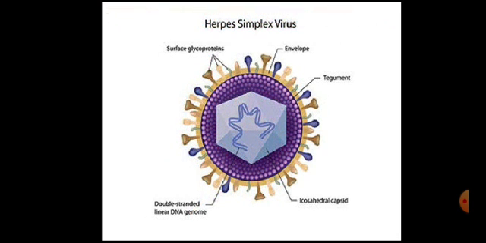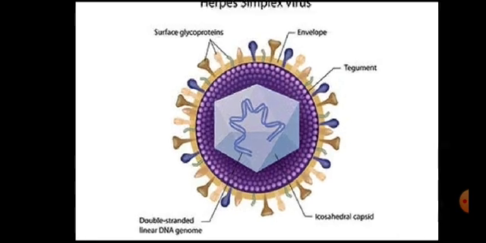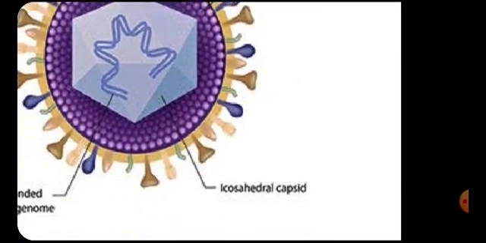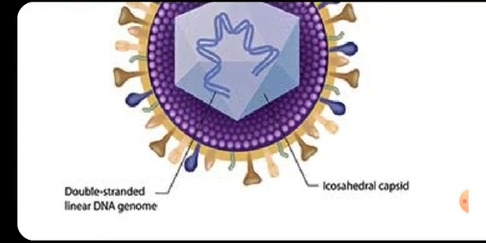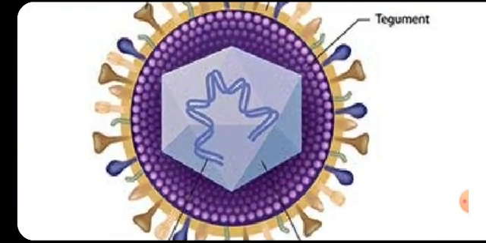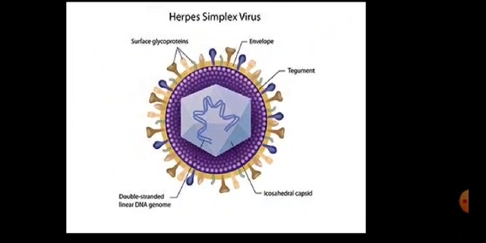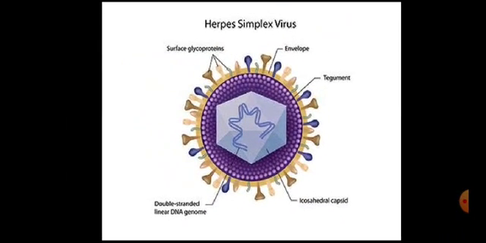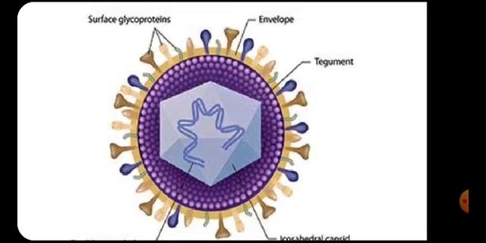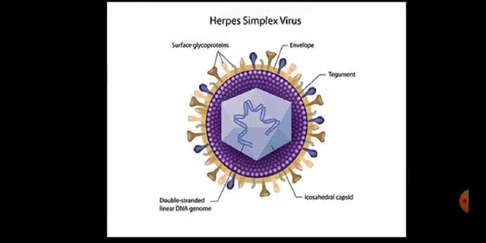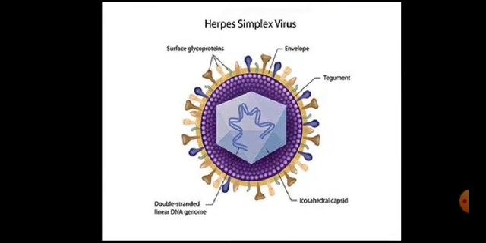One more example, herpes simplex virus. You can see inside an icosahedral capsid, regular shape, and inside which double stranded DNA is embedded, and then it is surrounded by an envelope which is made up of glycoproteins. So this is again a typical structure containing double stranded DNA, herpes simplex virus, which is responsible for herpes disease, called in Marathi Nagin.